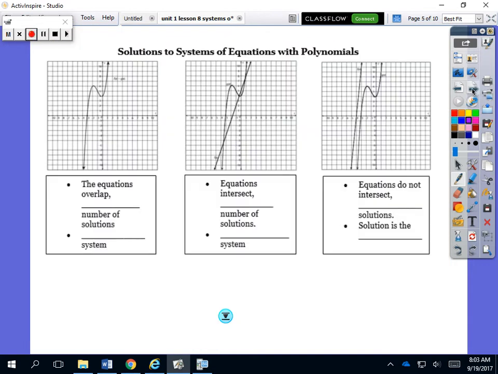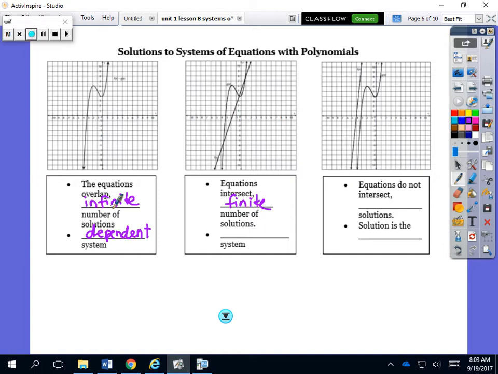That's what that means. They may have an infinite number of solutions if they overlap or they're the same function. You might have the same function written in 2 different ways. And we call that a dependent system. So they're dependent on each other. They're the same. This is infinite because the graphs go on forever in both directions, so they have an infinite number of points in common.